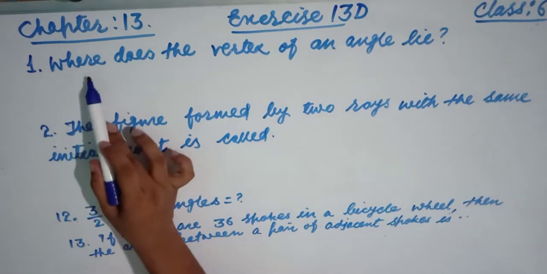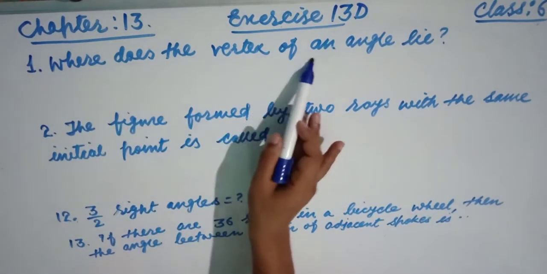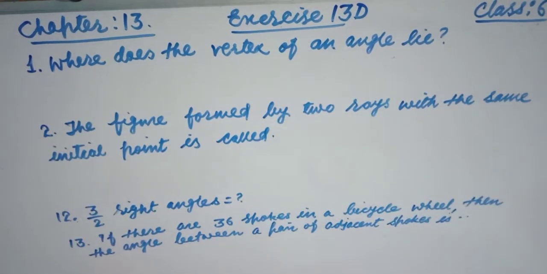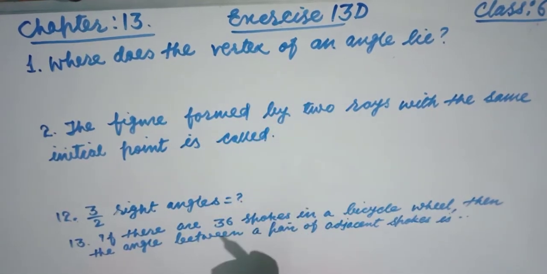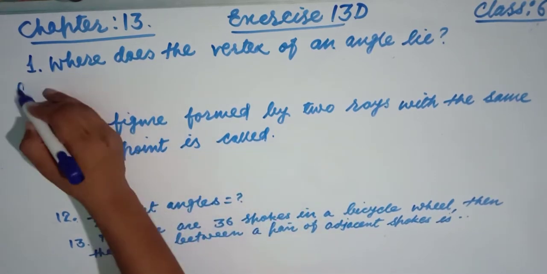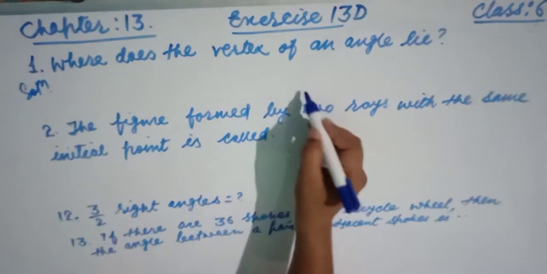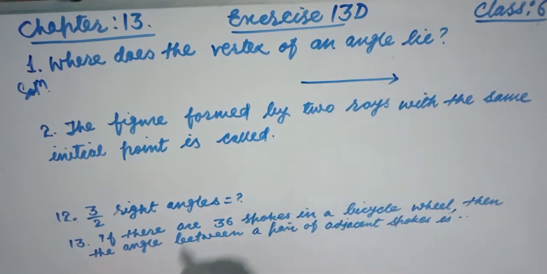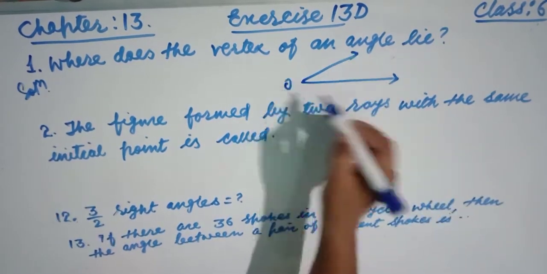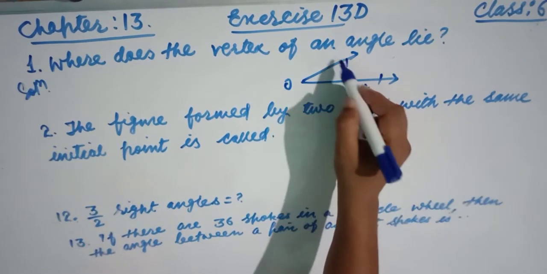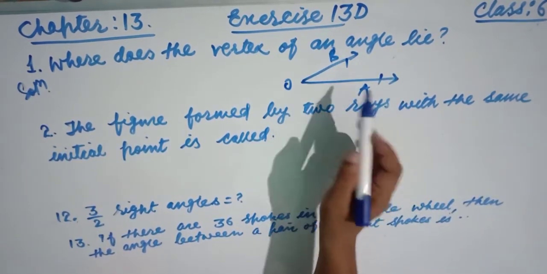Question number 1 says, where does the vertex of an angle lie? Friends, first we have to perform the angles. Now the solution. Angles are formed when two rays intersect at a point. This is one ray and this is another ray. Suppose this is O, this is A and B. So there are two rays, OA and OB.